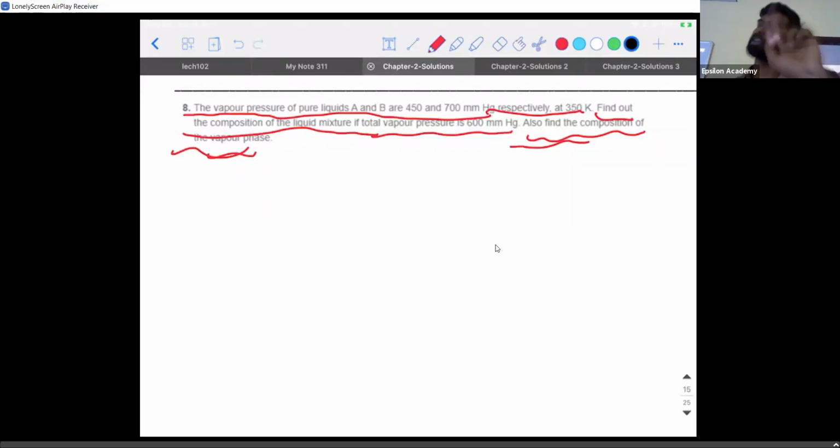First talk about the liquid phase. That means you have to use only Raoult's law, because mole fractions are asked in the liquid phase. Definitely have to go for Raoult's law. Now for the second one, that is mole fractions in the gaseous phase, I have to go for Dalton's law of partial pressures. Think about it.